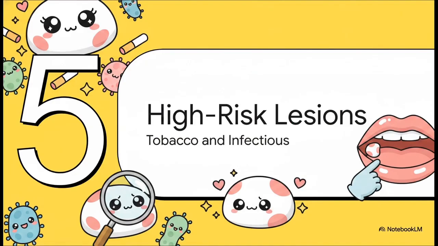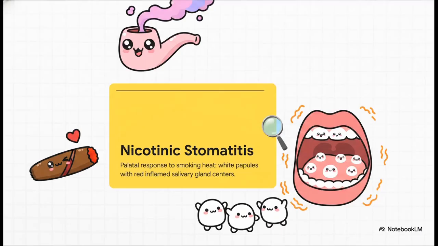Finally, Section 5, the high-risk stuff: tobacco, actinic, and infectious lesions. We've got to start with nicotinic stomatitis. This shows up on the hard and soft palate of heavy pipe, cigar, and cigarette smokers. The clinical presentation is super specific. The palate gets highly hyperkeratotic and white, but it's studded with these elevated white papules that have very distinct red centers. And those red centers? They're actually the inflamed orifices of the minor salivary glands reacting to the intense, concentrated heat of the smoke.